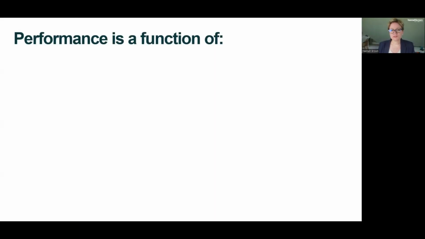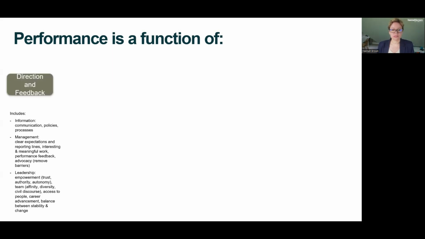So, what the performance equation suggests is that performance is a function of a few different factors. There's six of them. The first one is direction and feedback. And that includes things like both management and leadership.